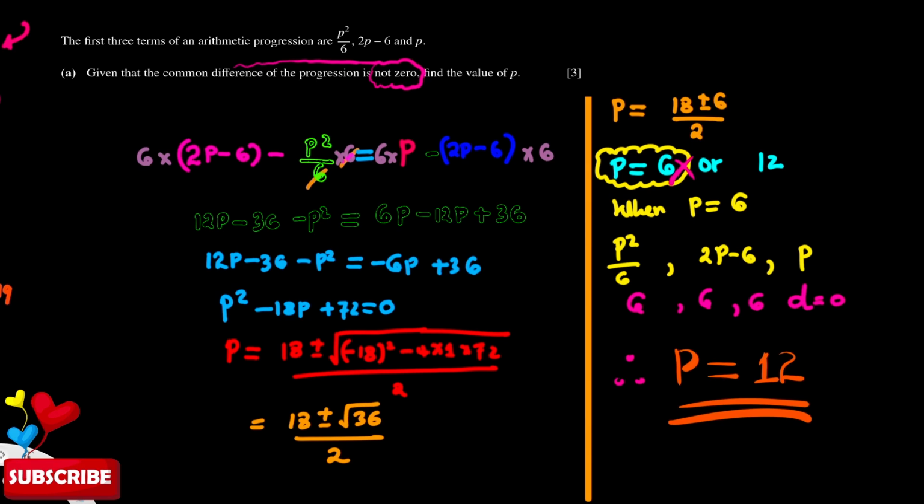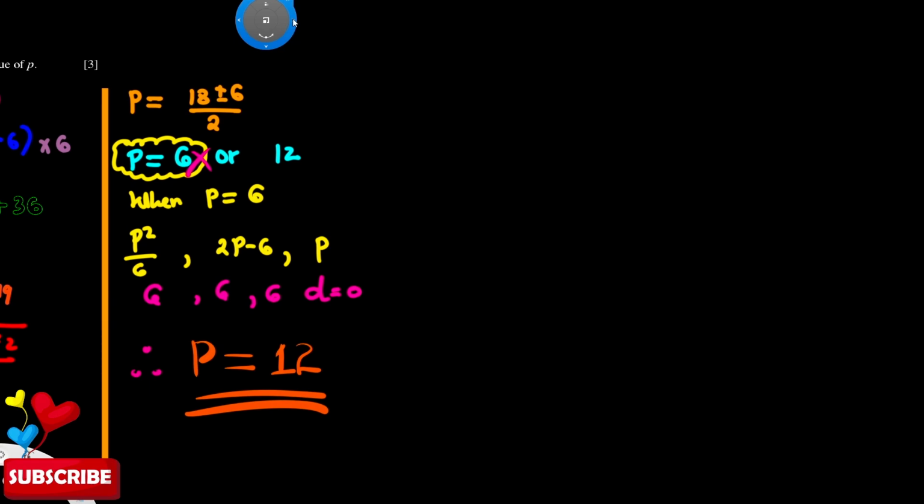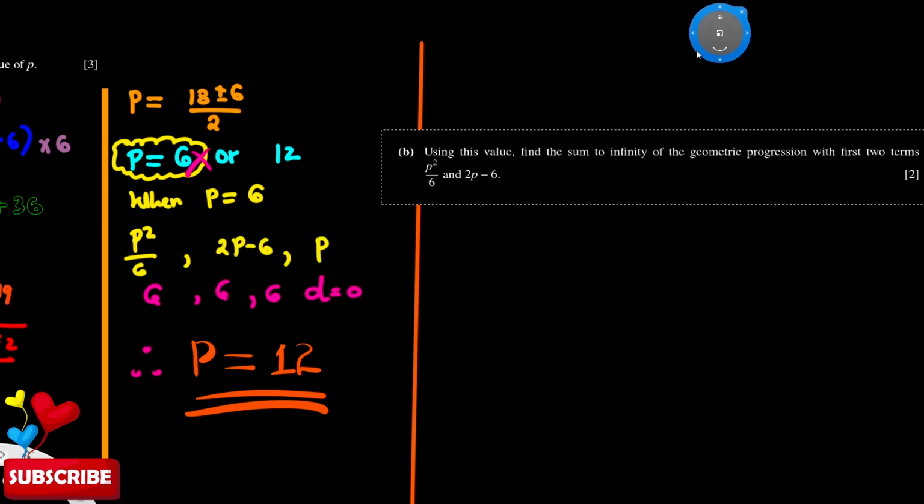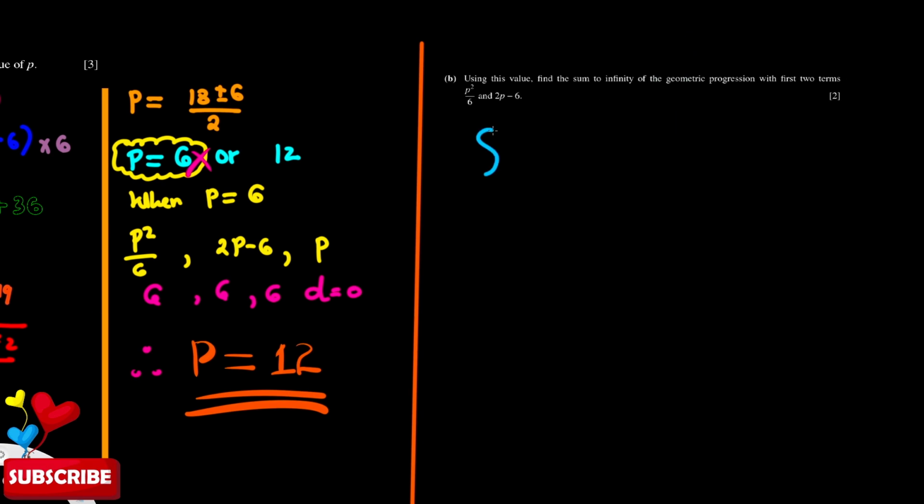Then let us see what the next question expects us to do. Because in this first question, we were supposed to find the value of p as 12. Now, we are going to use the value of p that we have gotten here so that we can treat this as a geometric progression, with the first term p squared over 6 and the next term 2p minus 6. Now, using this, we can find the sum to infinity. How do we get the sum to infinity?